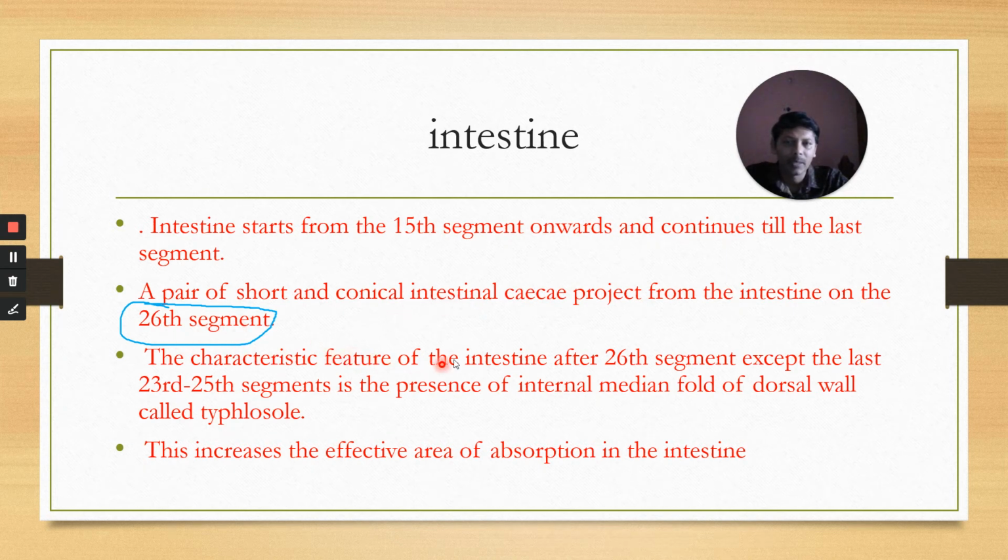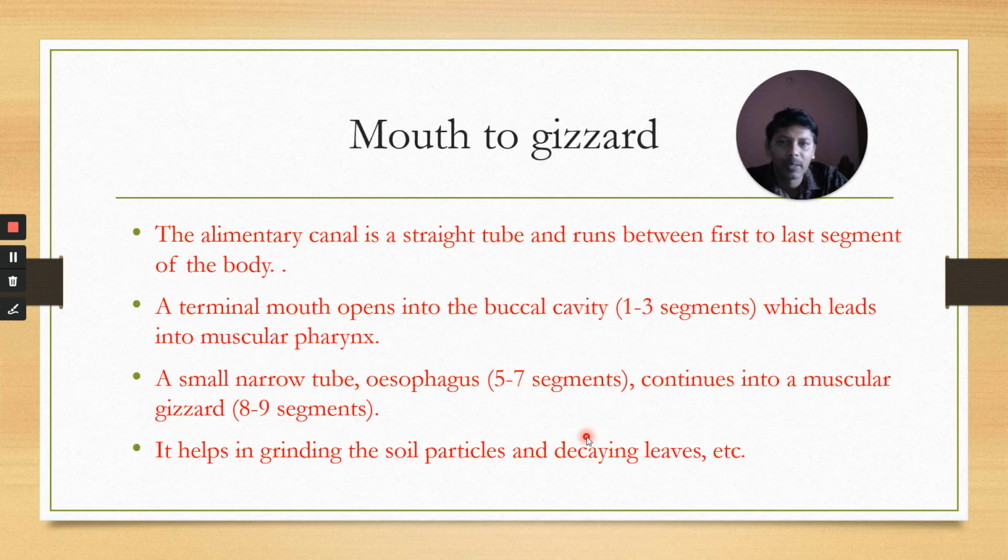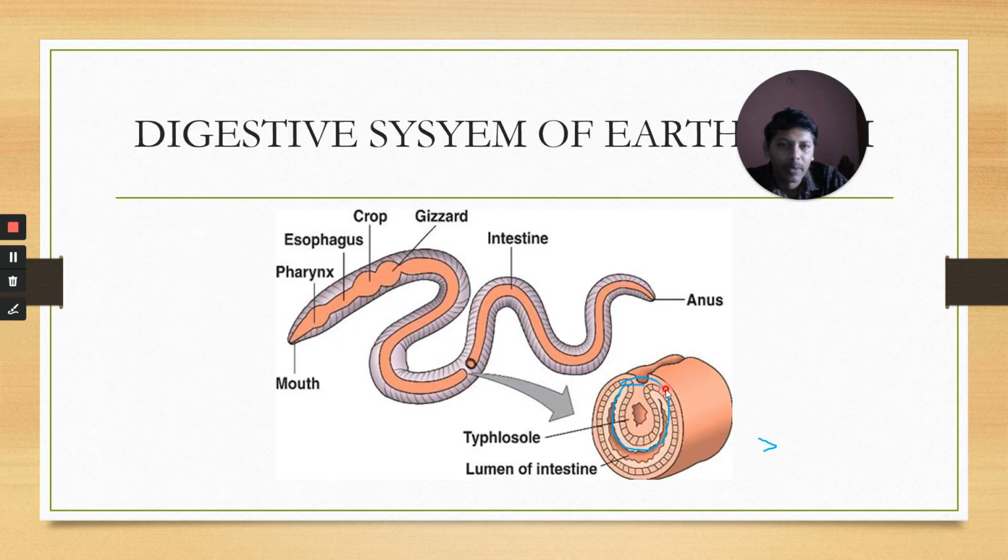The characteristic feature of the intestine after the 26th segment, except the last 23rd to 25th segments, is the presence of an internal median fold of the dorsal wall. Okay, look at this carefully here. This is the fold, the dorsal median internal fold.